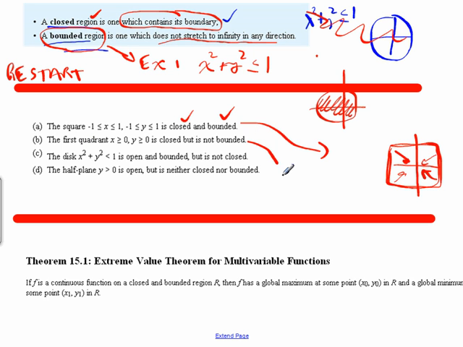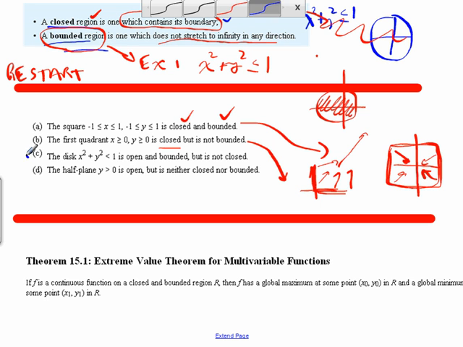The first quadrant, so in this problem, we're talking about x must be greater than or equal to 0, and y must be greater than or equal to 0. So everything in here. This is closed because it includes my boundary, but it's not bounded because it can go on forever in that direction. Here we have the disk x squared plus y squared is less than 1, so it's bounded because there's a boundary, but it's not closed because it doesn't include my boundary.